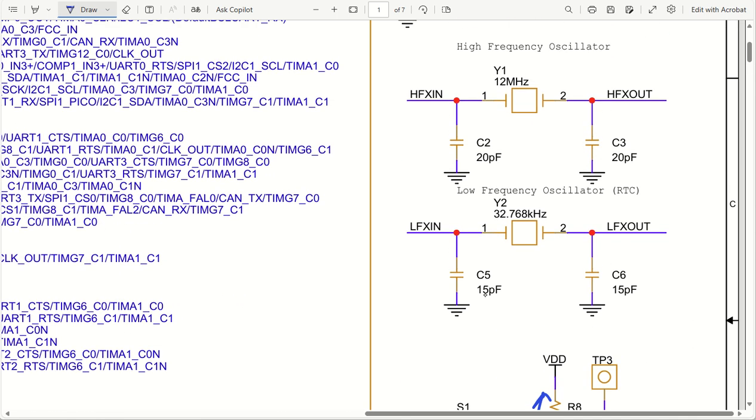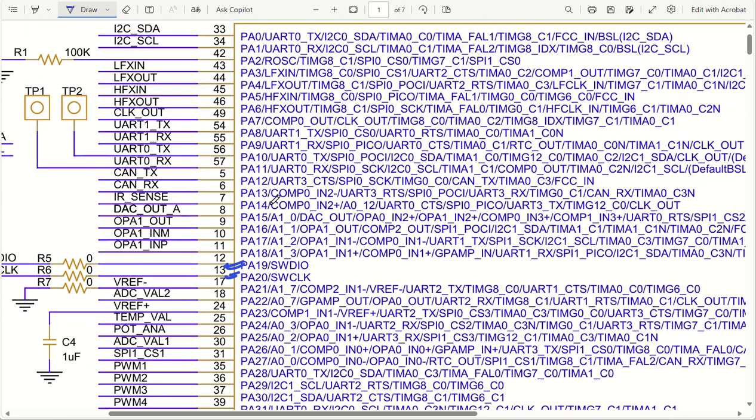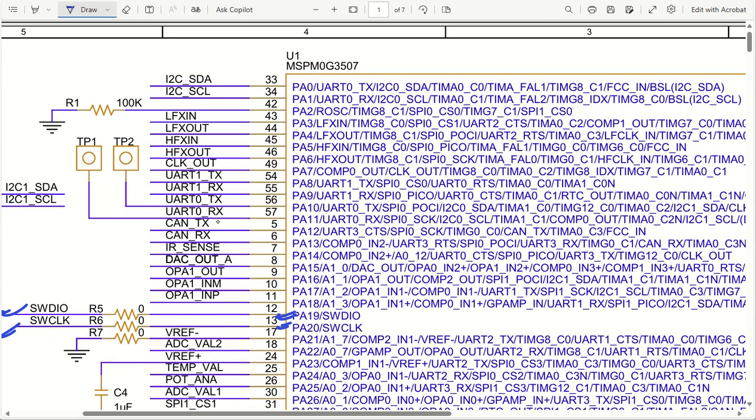If you wish to, you can have oscillators also. I have used a high frequency oscillator and a low frequency oscillator, that is 12 megahertz and 32.768 kilohertz. Okay, so you can use these two and connect them to their respective pins. You can see here we have HFX in, HFX out. So this is for the high frequency oscillator, and this is LFX in and LFX out.